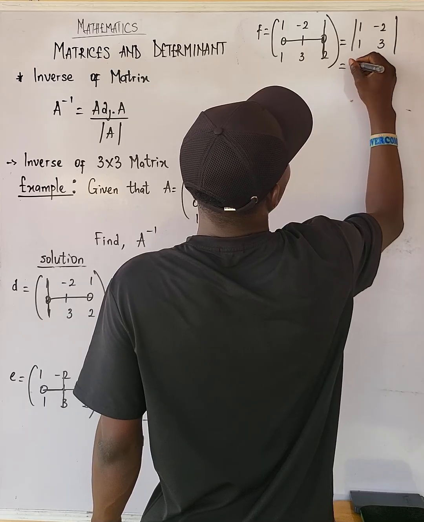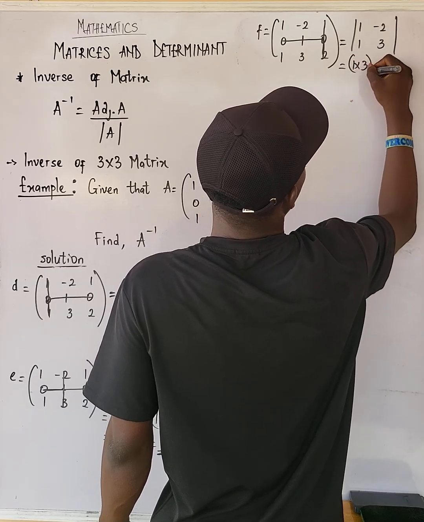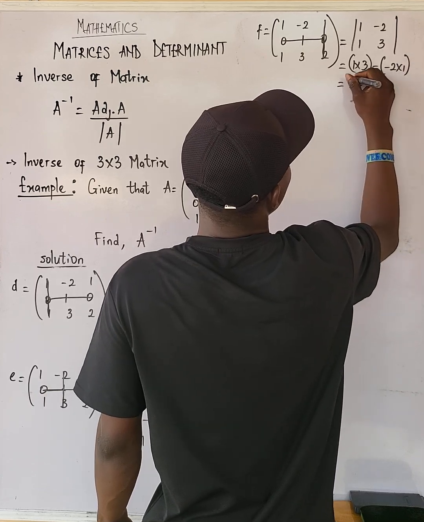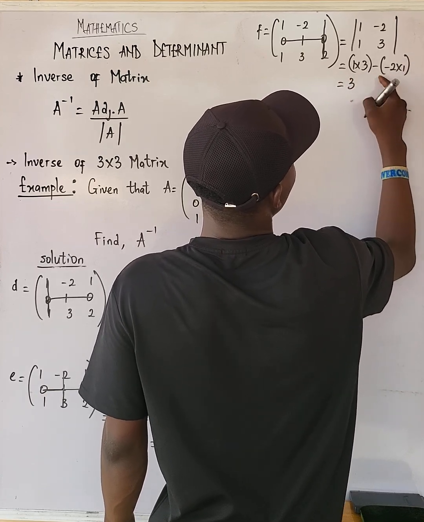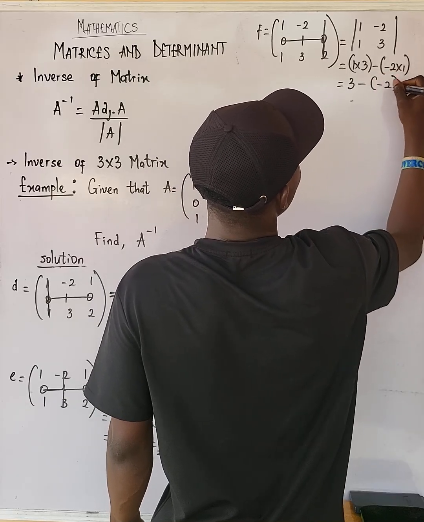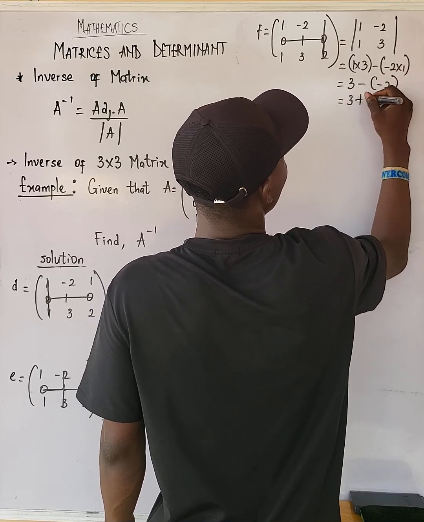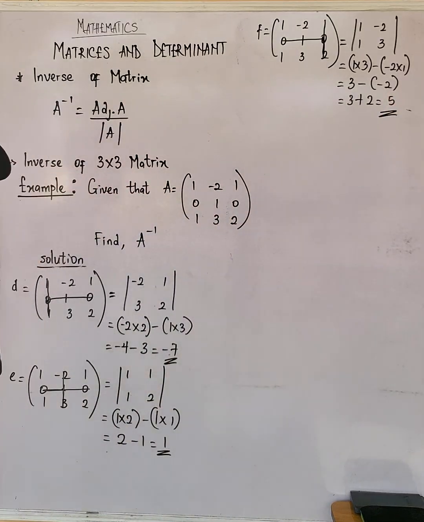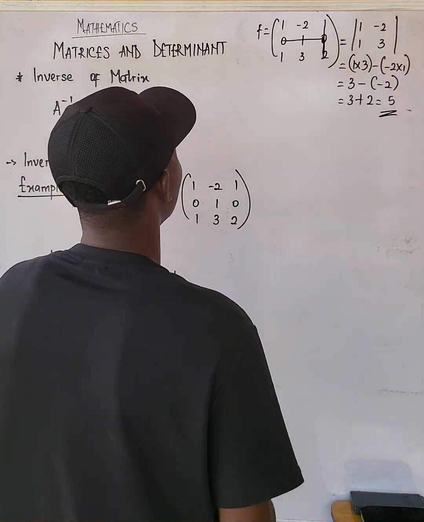So what do we have? That will be 1 multiplied by 3 minus 2 multiplied by 1. So that will give us 3. Here is minus, right? Then here is what? Minus 2. 3 minus minus 2 is 3 plus 2, which will give us 5, right? Do you get it?